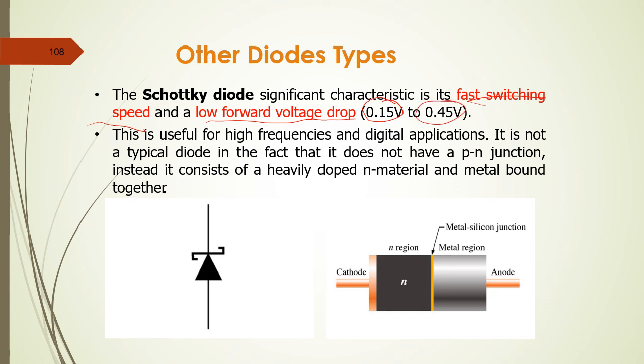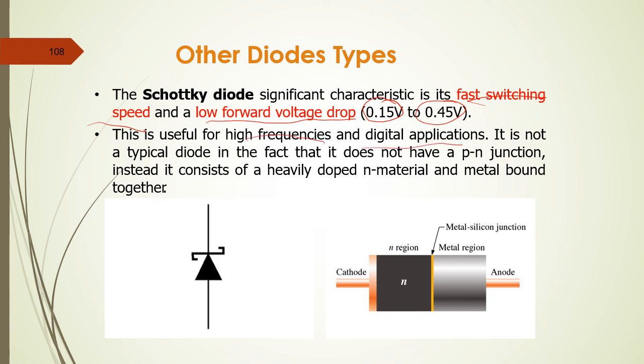Remember again, for the silicon diode, we have a 0.7 volt voltage drop, and for the germanium, we have a 0.3 volt drop. So for this Schottky diode, it can range from 0.15 to 0.45 volts. Thus, this is very useful for high frequencies and digital applications.